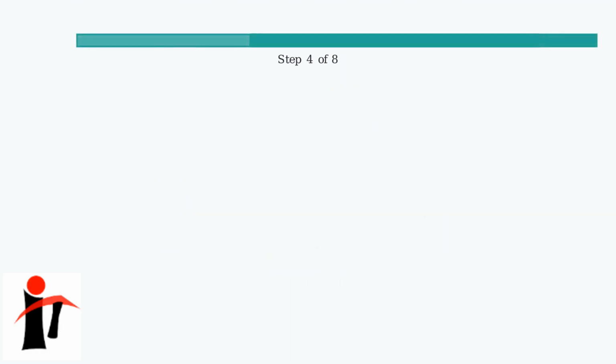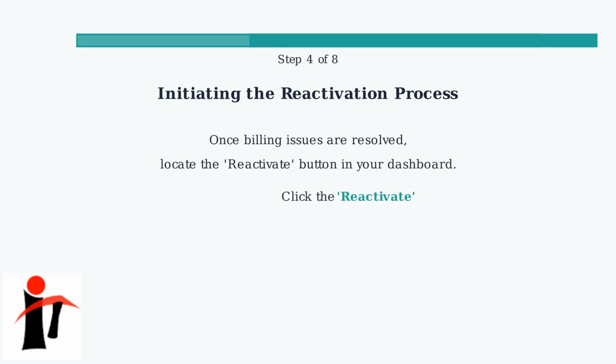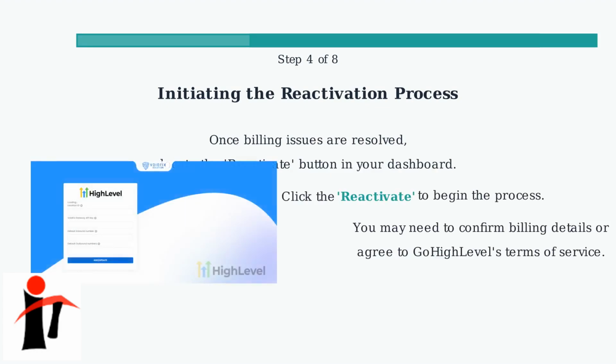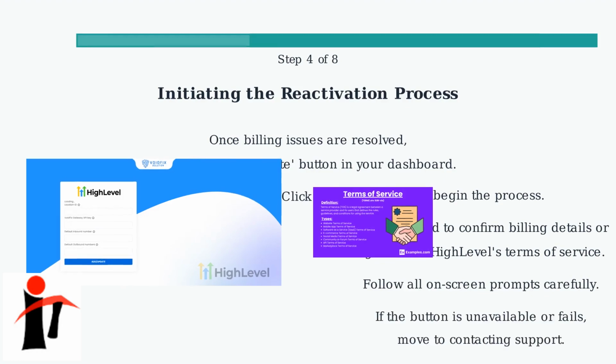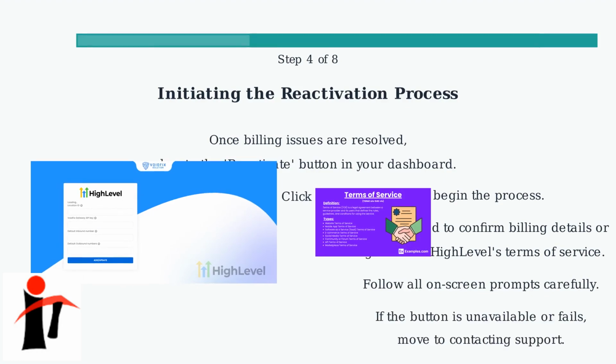With any billing issues now resolved, the next step is to initiate the reactivation process. In your GoHighLevel dashboard, look for a Reactivate button or similar option for the subaccount. Click this button to start reactivation. You may be prompted to confirm your current billing details or agree to GoHighLevel's terms of service. Follow the on-screen instructions carefully to complete this step. If the button is unavailable or the process fails, proceed to the next step of contacting GoHighLevel support.